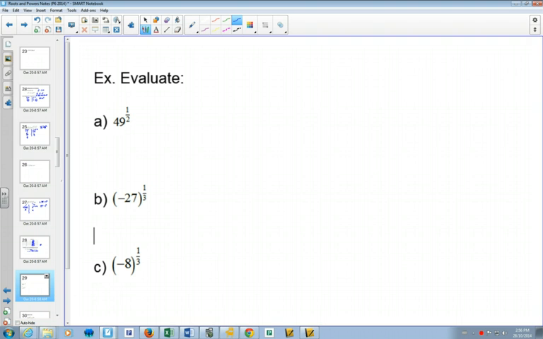The word evaluate, so make sure when you're looking at this, the word evaluate means get an answer. Get a number as a final answer. So 49 to the 1/2 is equal to? 7. Because that 1/2, if you think of it like this, then you might be thinking of 7 a little bit quicker. 49 to the 1/2 is the same as the square root of 49, which means that it's equal to 7.